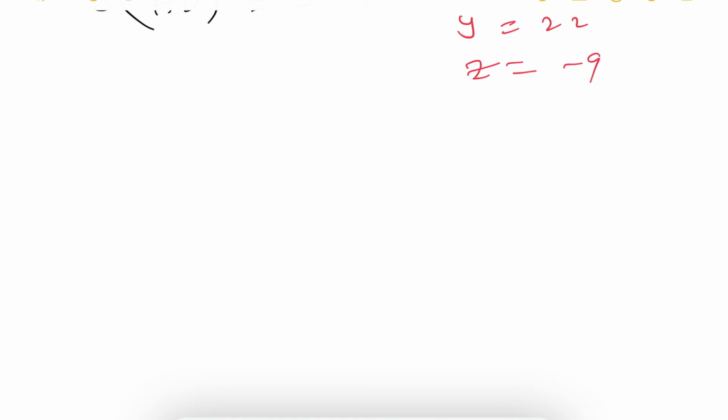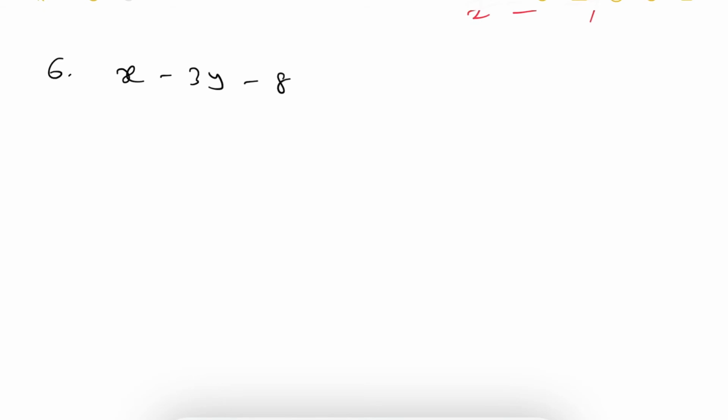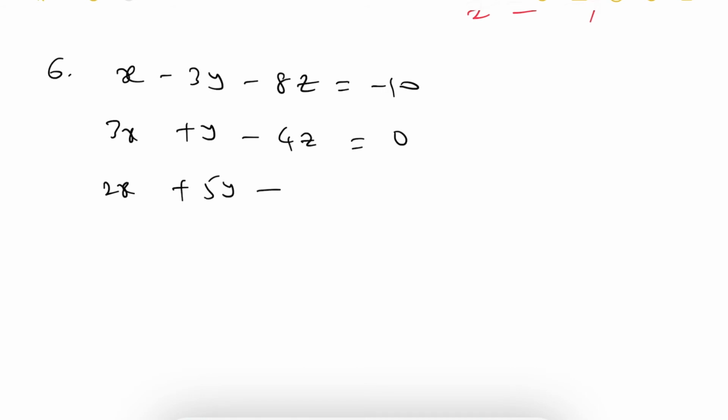Okay, let's move to the next, sixth question. The sixth question is x minus 3y minus 8z equals minus 10. Then the second equation is 3x plus y minus 4z equals 0. And the third equation is 2x plus 5y plus 6z equals 13.